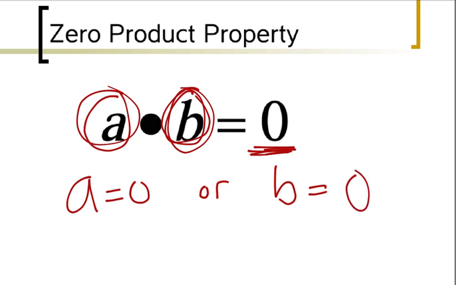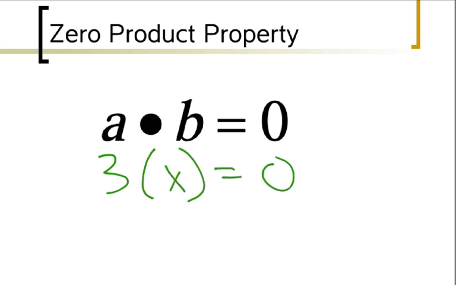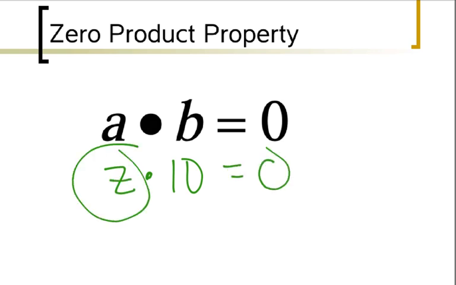And so why that's helpful is because if I have like 3 times x and the answer is 0, that must mean the only thing that I could put in here that works would be 0. So x would have to equal 0. And likewise, if I had something like 10 times z, and the answer was 0, the only way for that to work would be for z to be 0. So if I put 0 in there, 0 times 10 would be 0.